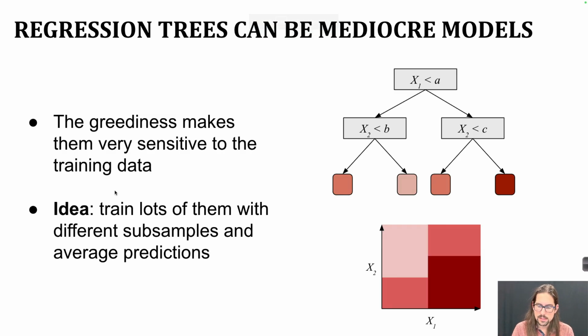So in that example that we just saw, the regression tree is pretty good. In fact, better than the random forest. But in general, that's not actually the case.